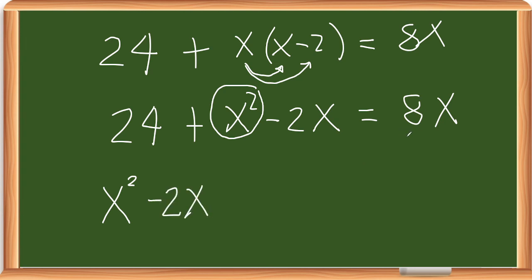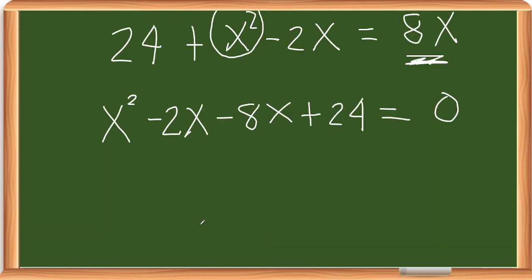But take note, we now need to move this so that it becomes equal to 0. So, it is minus 8x here. And then, the last one is 24. Since it is positive here, it keeps its sign. Okay. Equal to 0 na. We can solve this now. x squared minus 2x minus 8x is what? You are subtracting again, unlike signs. What will we do again?